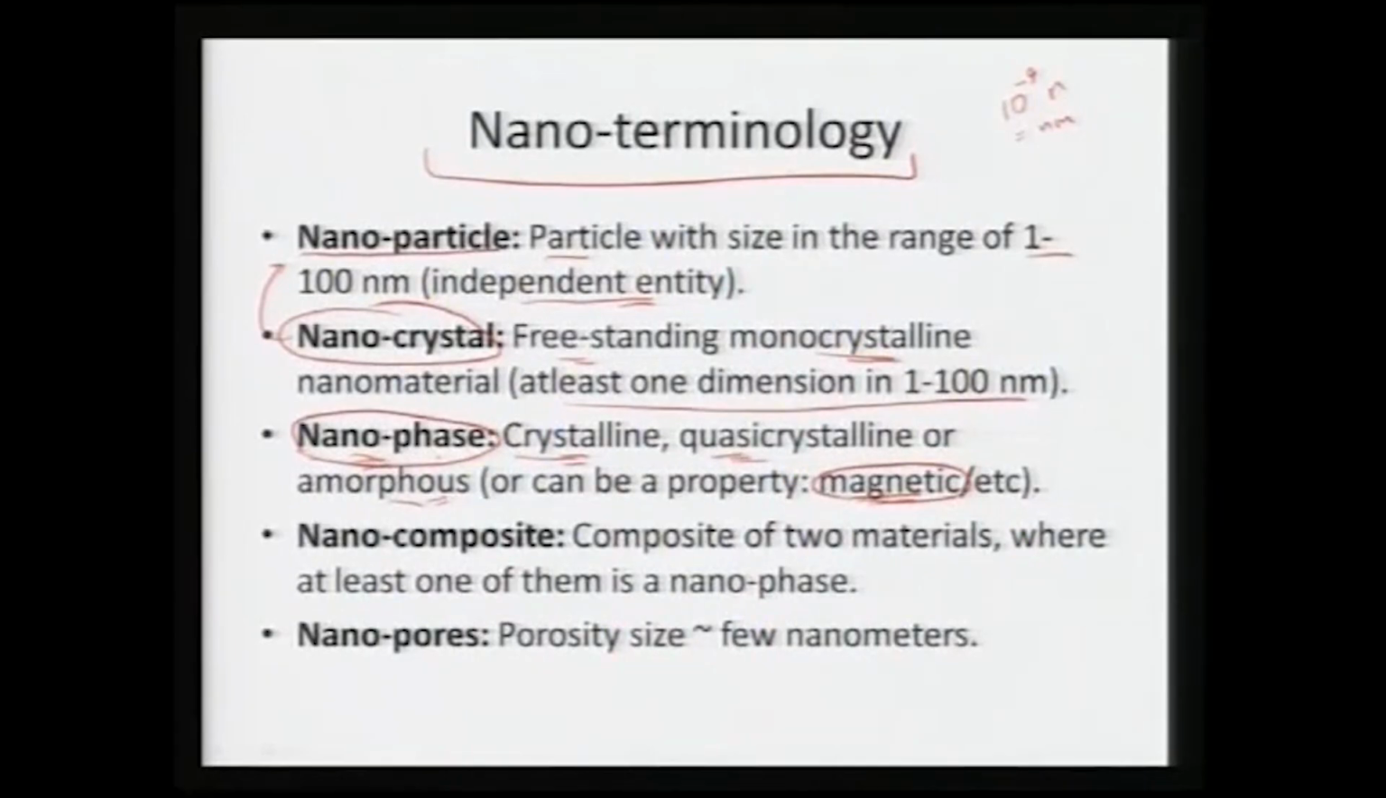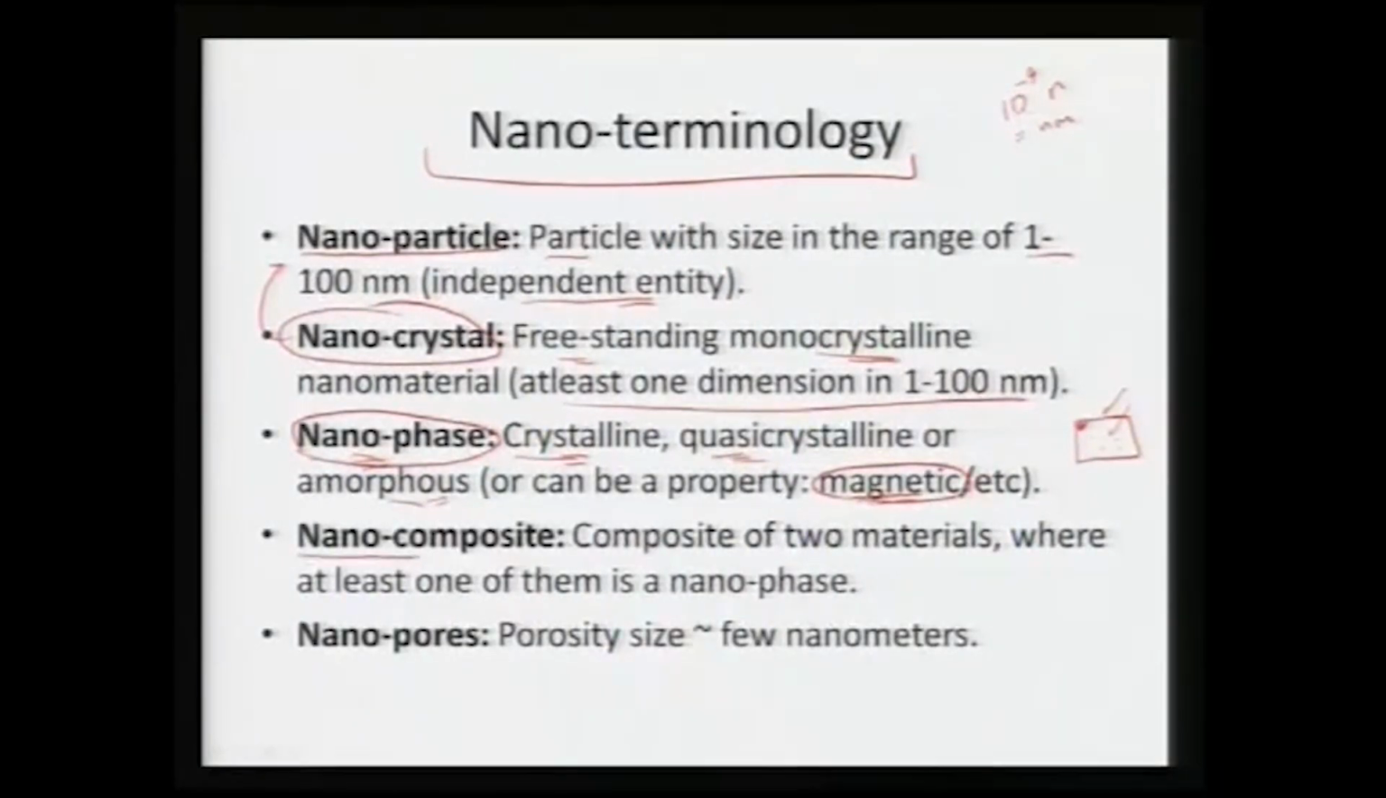Each material can have multiple phases, and if one of the phases has a size of a couple of nanometers, 1 to 100 nanometer, we call it nanophase. It can again be isolation of certain particles which are either crystalline, quasi-crystalline or amorphous. So, again we will call them nanophase.